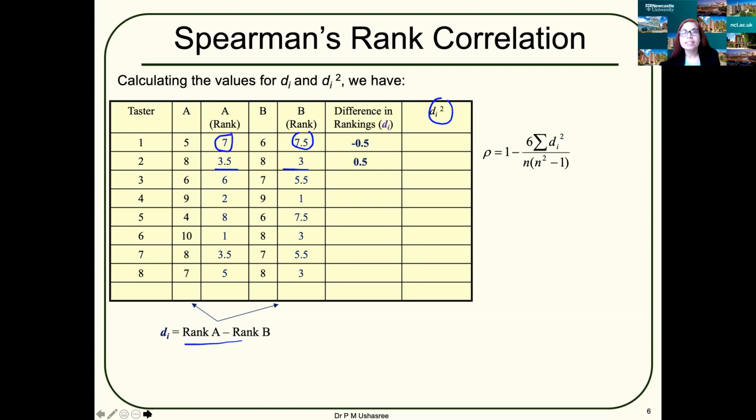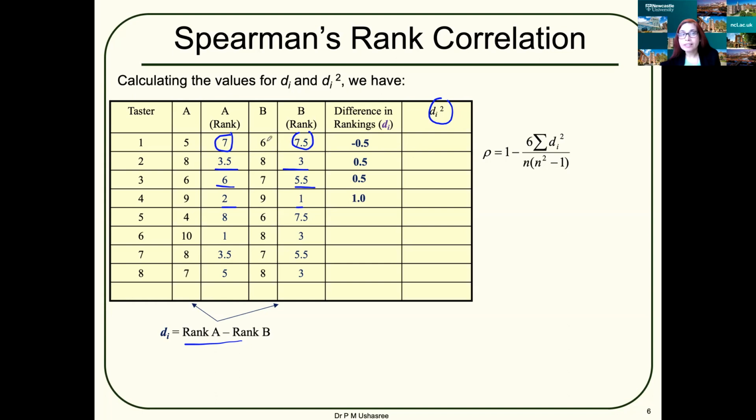Similarly, 3.5 minus 3 is 0.5. 6 minus 5.5 is 0.5. 2 minus 1 is 1. So look at that. Here, there is one more important thing you have to see, okay?